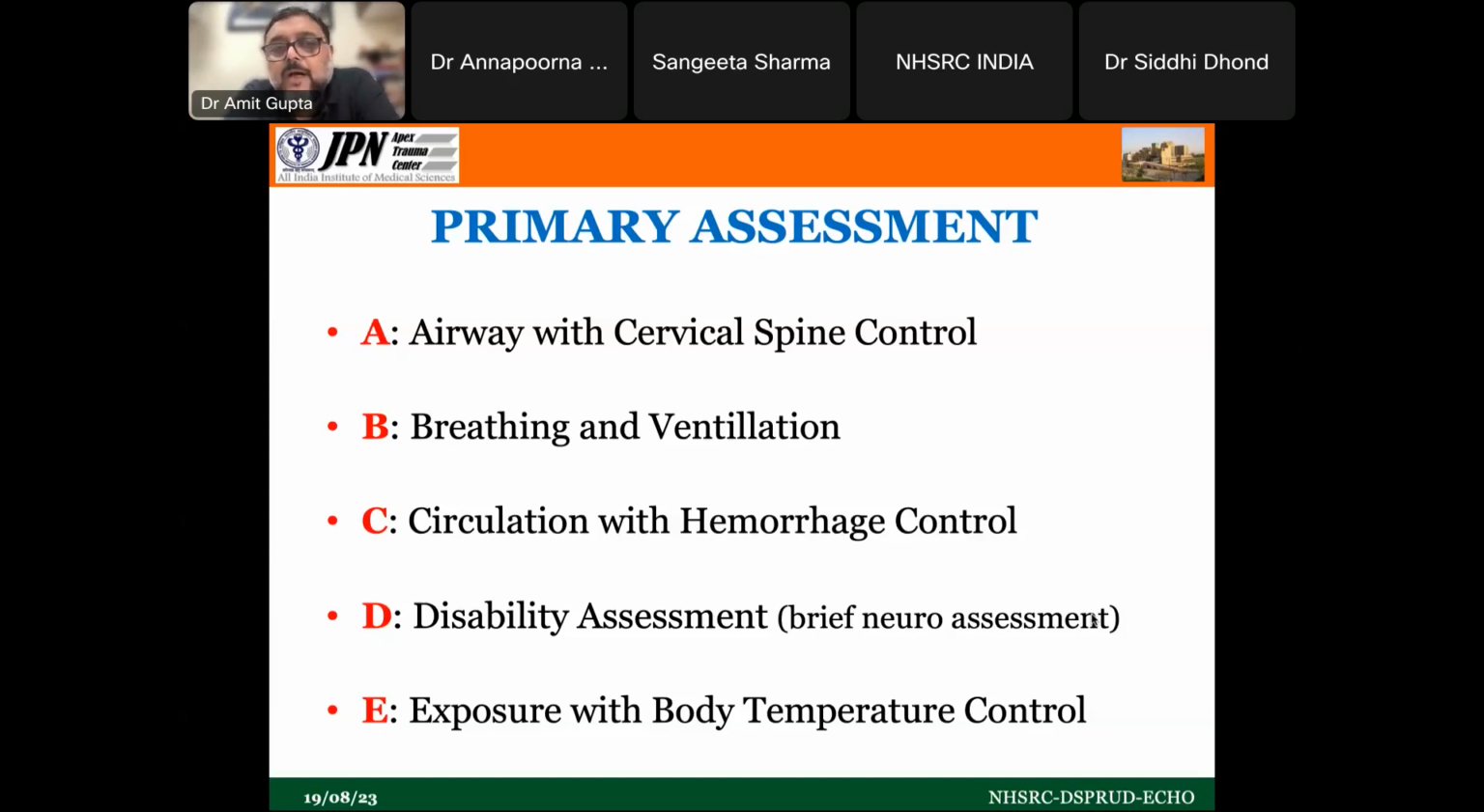And in D, after the ABCs have been stabilized, try to assess his sensorium. Because now when the A and B and C are normal, you need to know whether the patient has got head injury or not. And this is called disability adjustment or brief neurological examination. And finally, you need to expose the patient completely. Exposure is necessary for finding out missed injuries, but at the same time, try to take control of the body temperature. That means as soon as you disrobe him, also shut down your ACs or start your warmers, or quickly have the blankets on the patient.